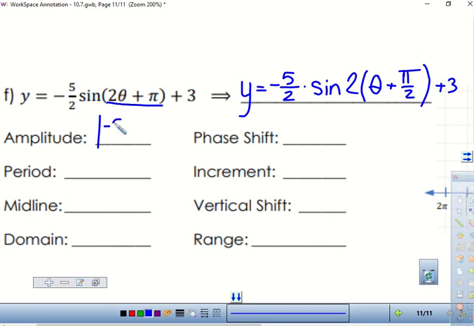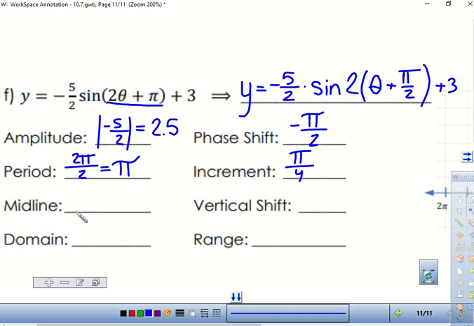Now that I have that, I can identify my amplitude, which is the absolute value of 5/2, which is 2.5 as a decimal. My phase shift is whatever's happening with h, and as you know, it's always the opposite. So this one's going in the negative direction, pi over 2. My period is 2 pi divided by b, which is pi, which makes my increment pi over 4. My midline is y equals k, which is 3. Vertical shift is 3 as well. And domain and range we're going to wait to see after we graph it. So is everyone good with these few indicators here?